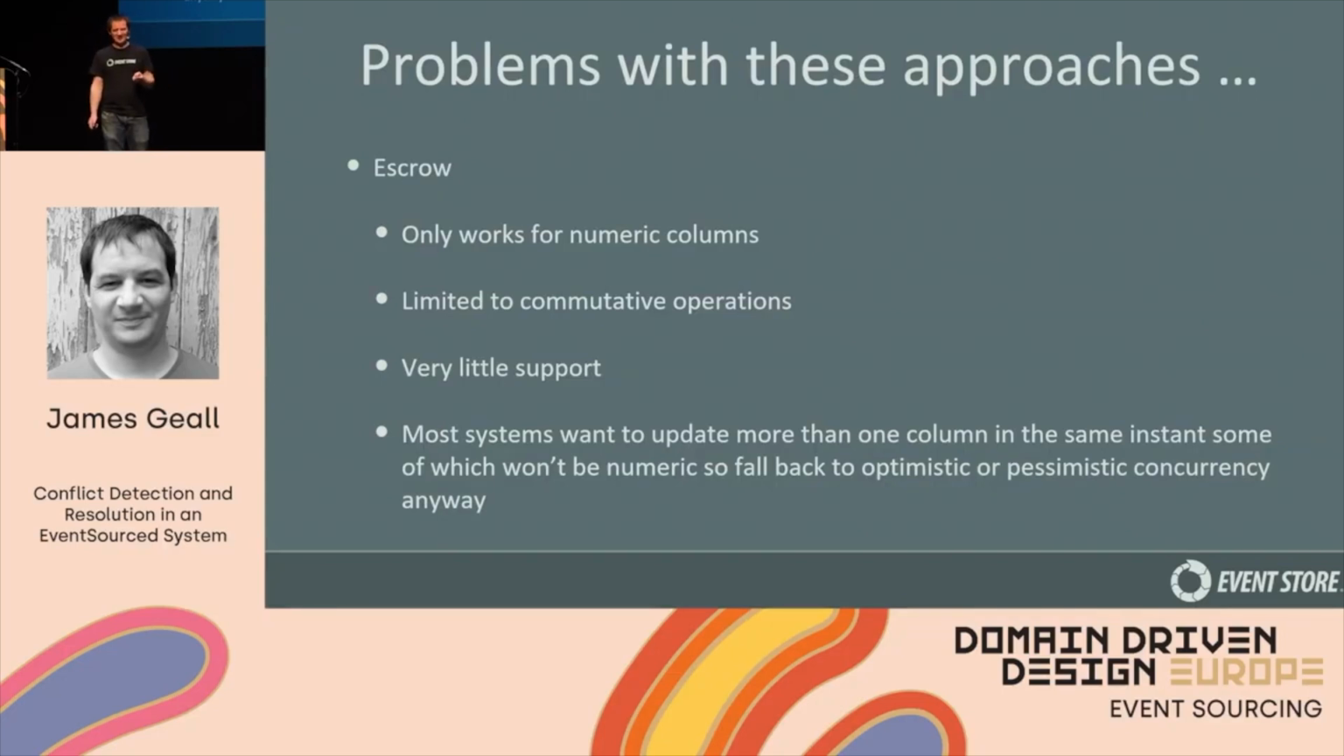Because it's quite interesting and very applicable to event sourcing. Most systems want to update more than one column in the same instant. So they end up falling back to pessimistic or optimistic concurrency, even in the one database that supports it. So it's almost good, right?